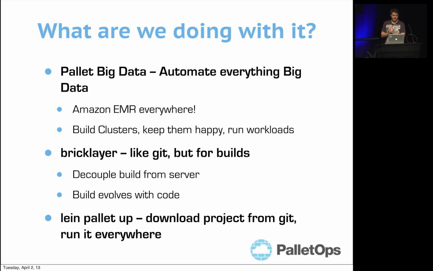So what are we doing with it? As a company, we're building what's called Palette Big Data, which is still in early stage. But the idea is to automate everything big data. And we have a working prototype of an EMR replacement. So if you use Amazon for running your Hadoop jobs, you may want to take a look at what we're doing. Just send us an email. But our goal is to build every piece of big data infrastructure and provide a high-level abstraction on top of it. That means a user interface with buttons.